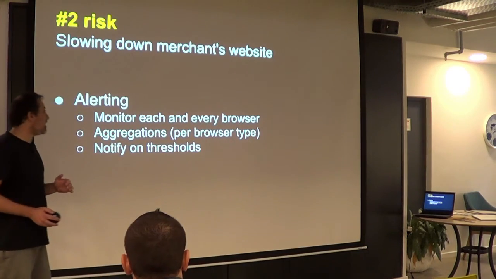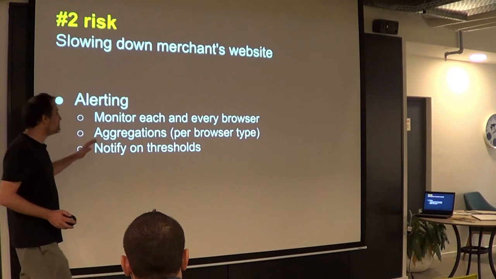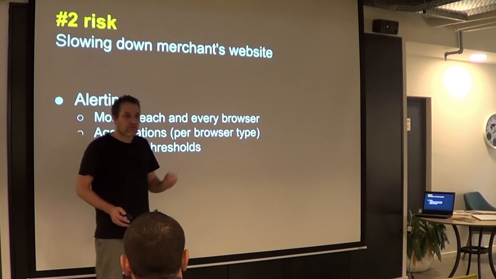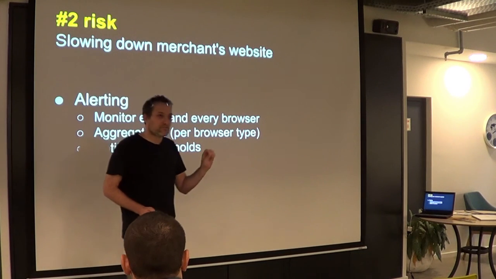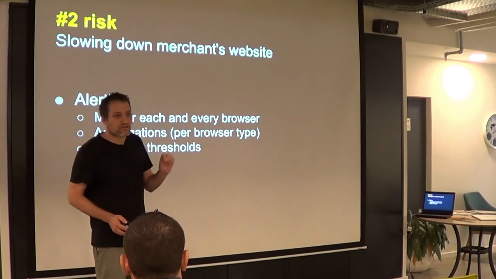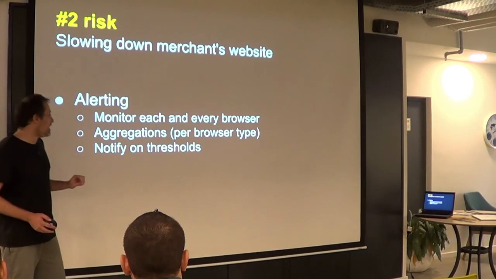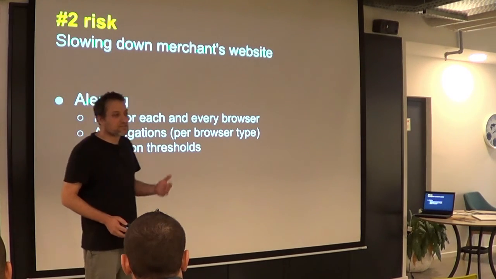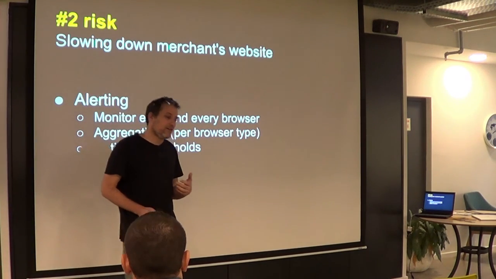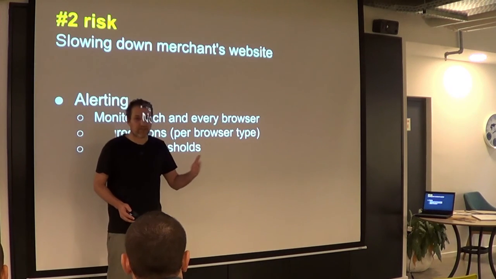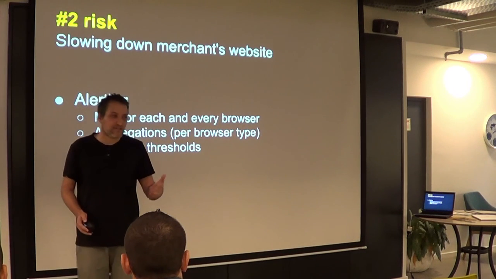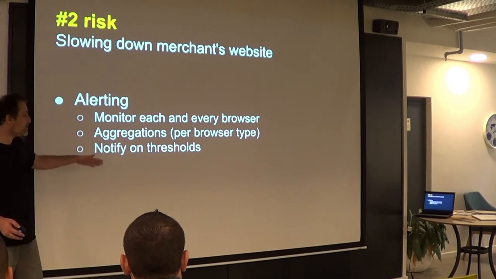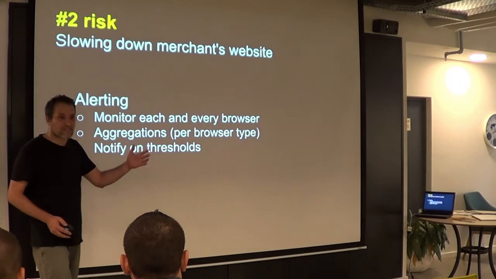So here what we defined is that we want to monitor each and every browser. Anyone that browses our customer's website, we want to know about it and we want to know what's going on there. And then we want to do some kind of aggregations per browser type, because usually JavaScript problems are common to specific types of browsers and incompatibilities between browsers. And then on top of that, we can define alerts. Usually we send them to Slack.